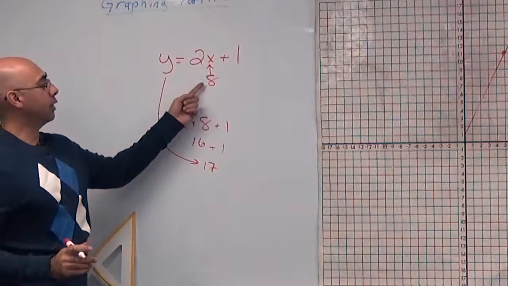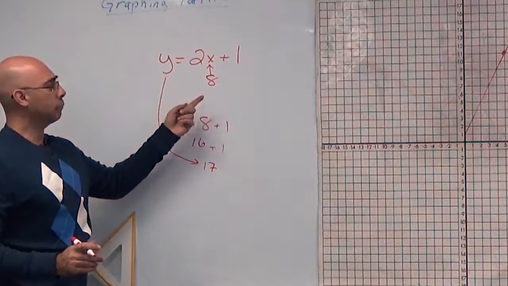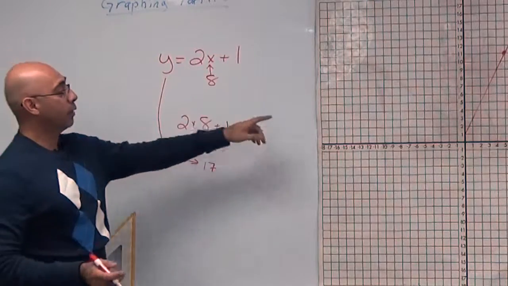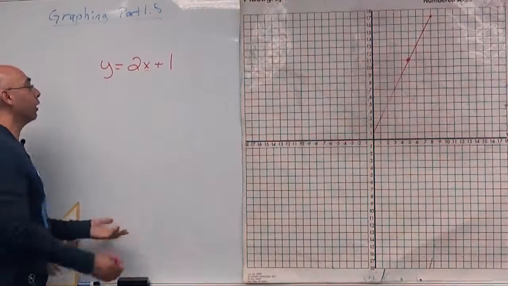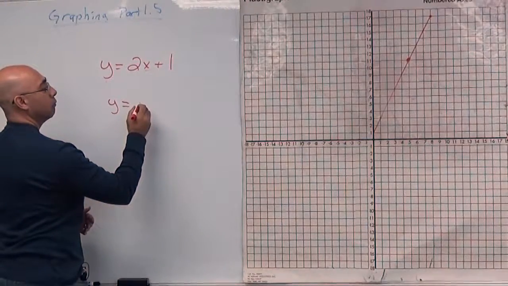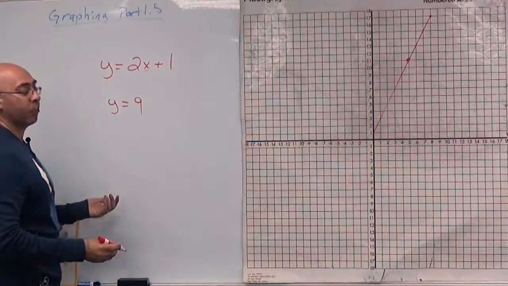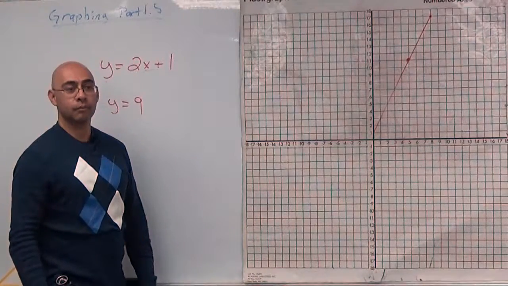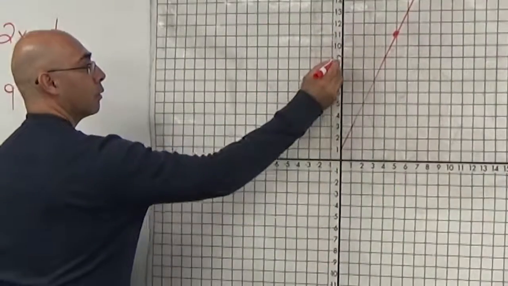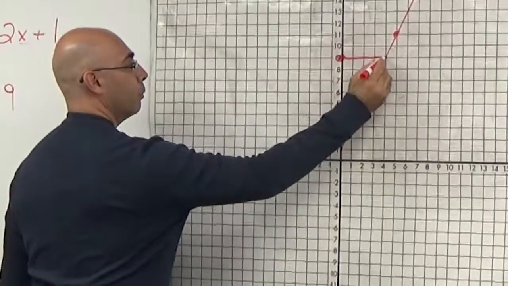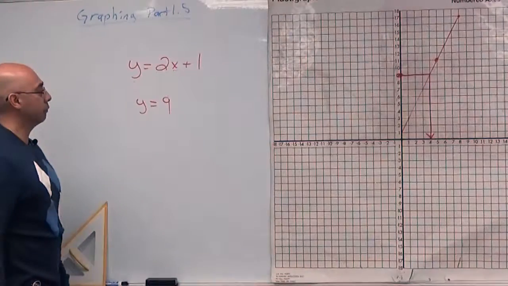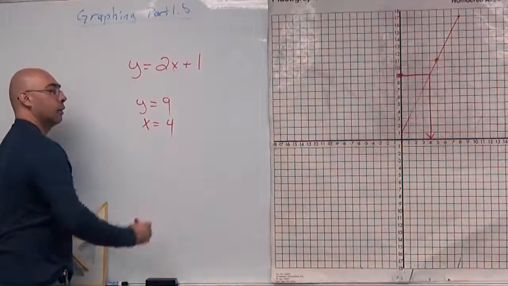So how many points did I need to pick? 2. I picked any 2 points I wanted. And now I have a line. Now I can ask the question, what if y was equal to 9? How would I figure out x? Go to 9, go to the line, boom. So what is x equal to? So that means x is equal to 4.